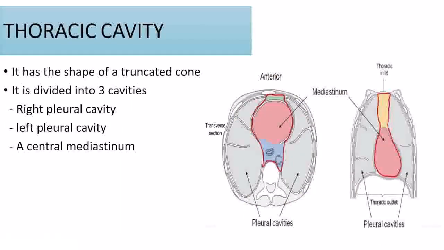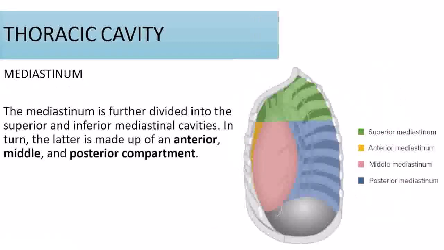Okay, so now let's talk about the thoracic cavity. So the thoracic cavity has the shape of a truncated cone, as we can see right here. So this cavity can be further divided into three subcavities: laterally on either side, a right and a left pleural cavity which harbors the lung, and then the third cavity, which is at the middle, at the center, the mediastinum. So this mediastinum is where the heart sits, precisely in the middle mediastinum.